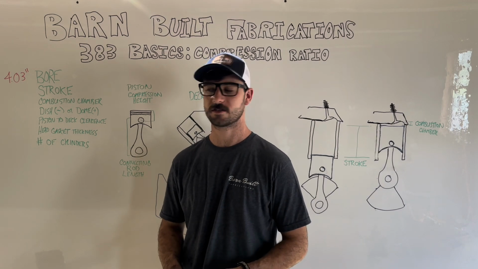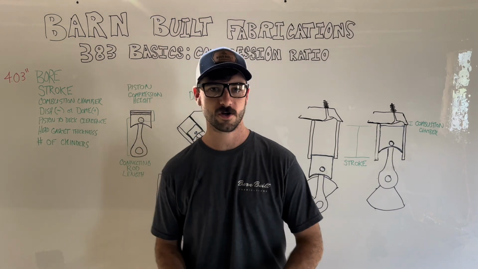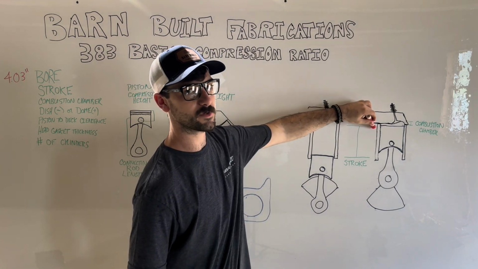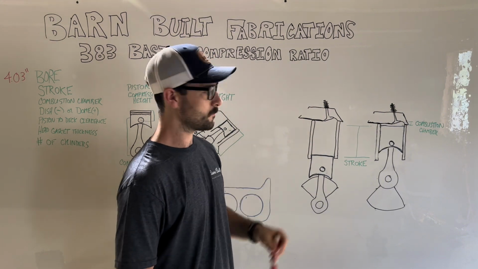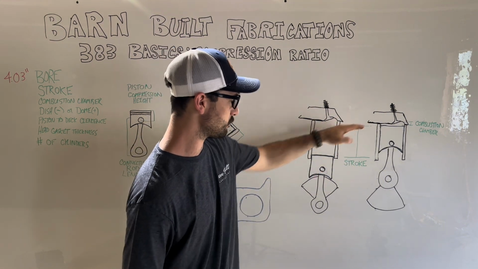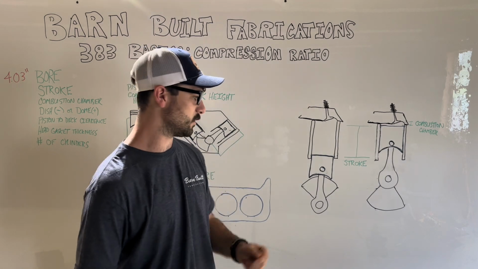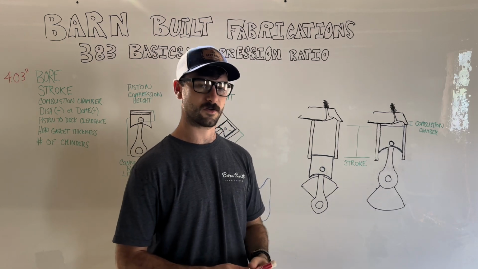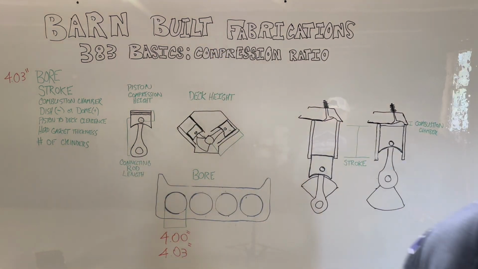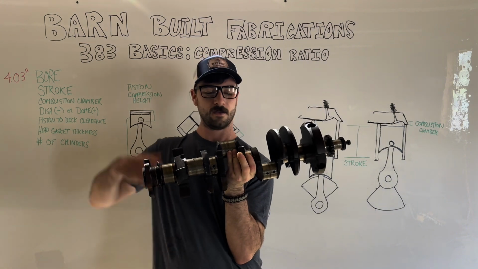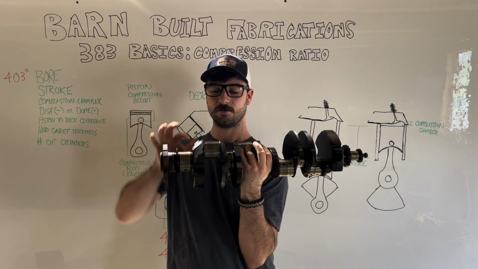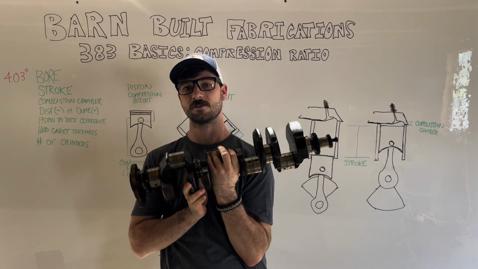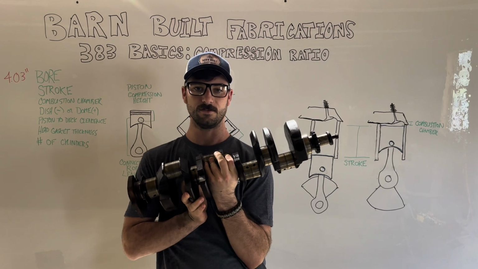The next variable we need to discuss is stroke. Stroke is the distance the piston travels from its uppermost point, which is called top dead center, to the lowest point in the cylinder. The distance it travels from the top to the bottom is the stroke. The way the stroke is either added to or reduced is all done in the crankshaft, which I have here in front of me. So this is a crankshaft. The distance at which these rod journals are offset from the center, which is called the main journals, determines how much of a stroke the piston has inside the cylinder.